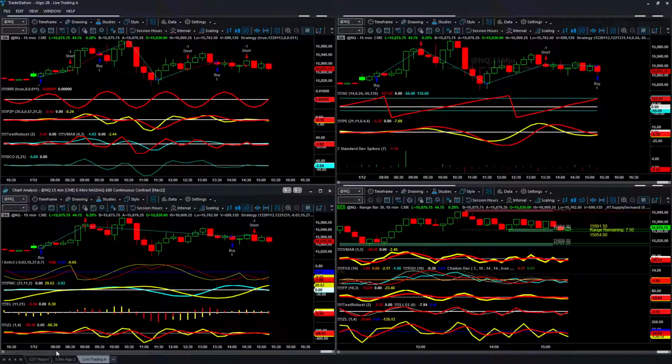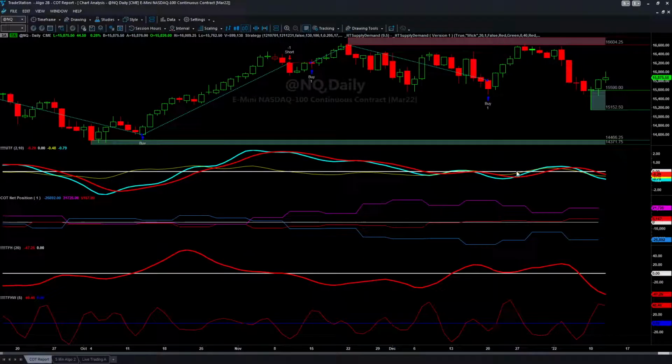What's that day chart look like again? Wow. It hit 15,152 and it bounced up. Look at that. Pretty amazing. I caught it perfectly right here. Boom, to the upside.